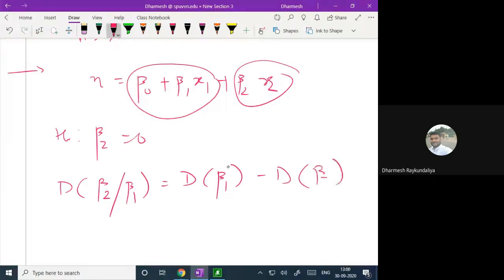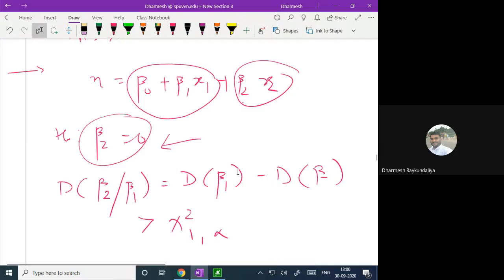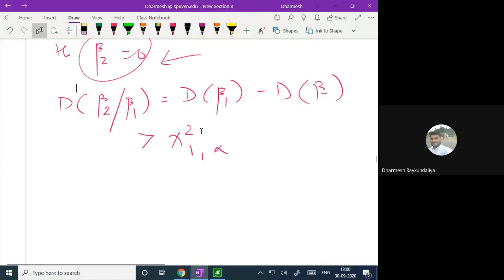And we compare this with chi-square with 1 parameter, because how many parameters? 1 parameter. So it is a chi-square with 1 at alpha, and then we say that the null hypothesis is rejected. That means the added variable is important. So individual testing can also be performed using the subset of regression.